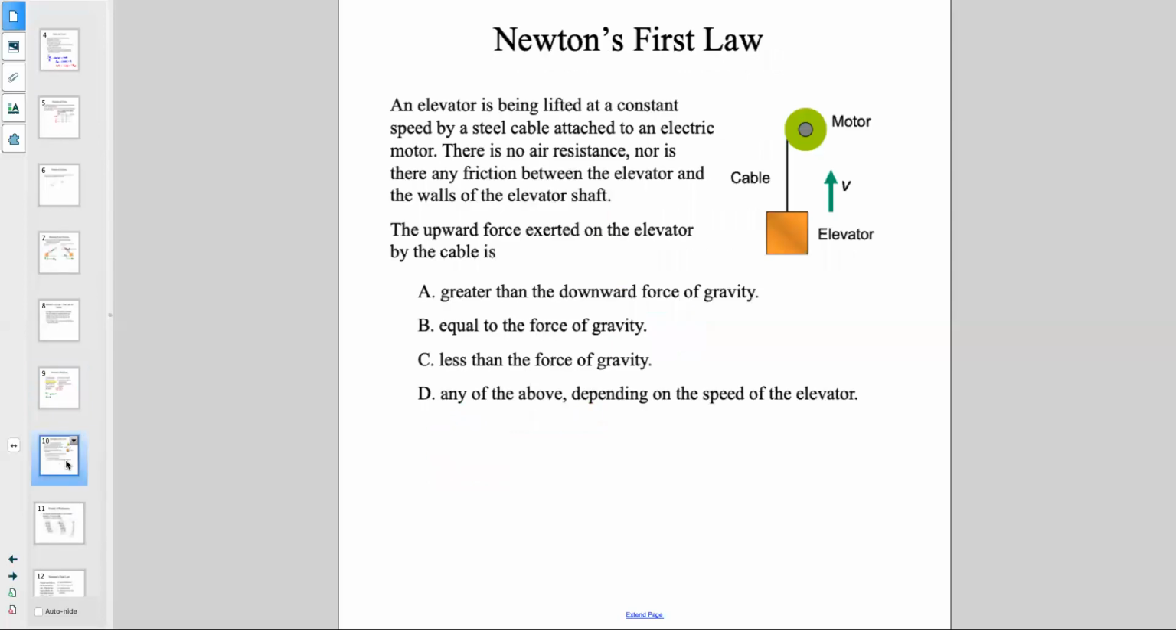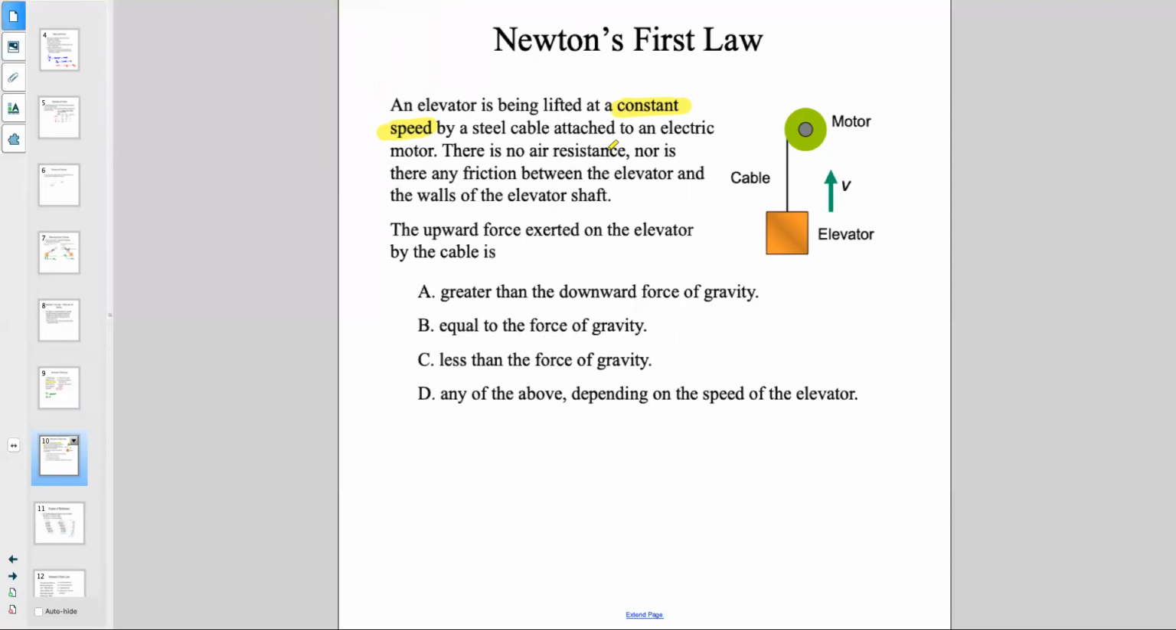So Newton's first law, let's take a look. An elevator is being lifted at a constant speed by a steel cable attached to an electric motor. So there is no air resistance, nor is there any friction between the elevator and the walls of the elevator shaft. The upward force exerted on the elevator by the cable is so. Let's highlight the most important parts. Constant speed, okay?